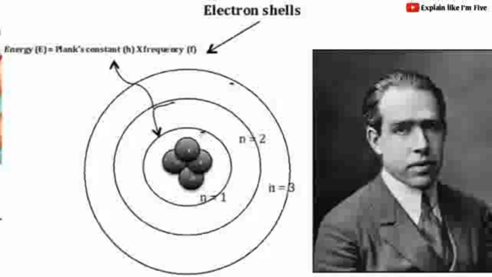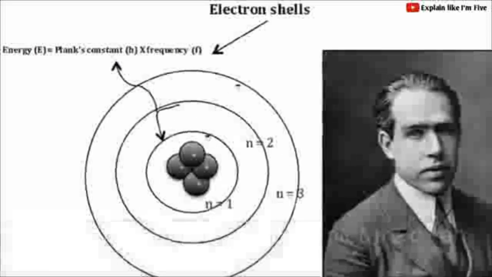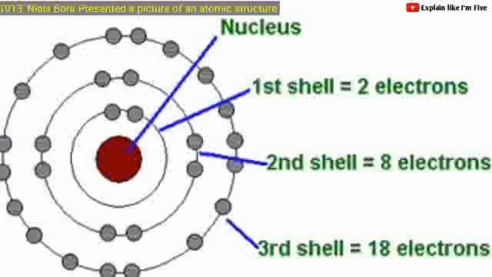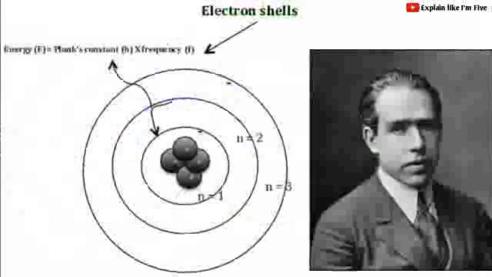In the year 1913, Niels Bohr presented a picture of an atomic structure. He passed on to a study of the structure of atoms based on Rutherford's discovery of the atomic nucleus. This led him to the picture of his atom.